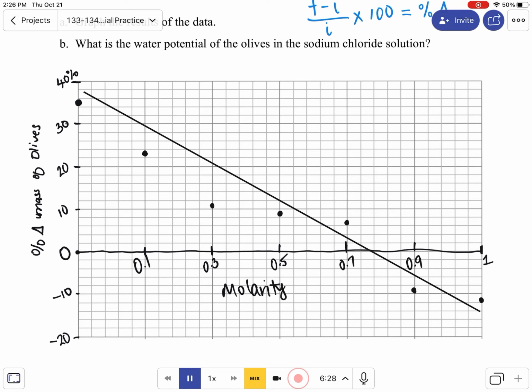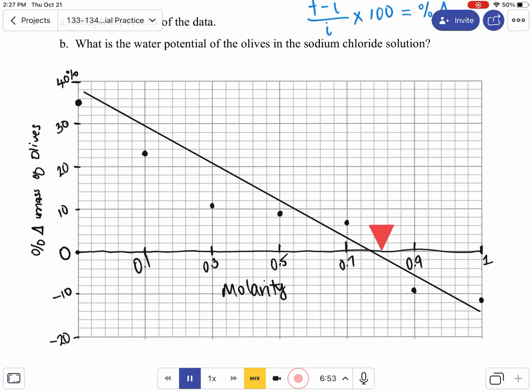Once you have your line of best fit, what you're going to do is find your x-intercept. You're going to find the concentration at which the cells, or whatever it is you're studying, did not gain weight, nor did they lose weight. They had a 0% change in weight. And that value is going to be about right here. Now I need to figure out what that value is.